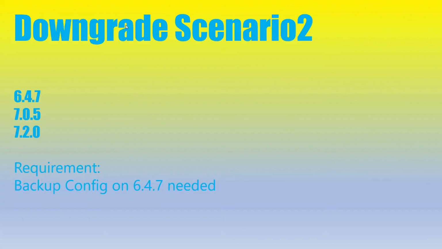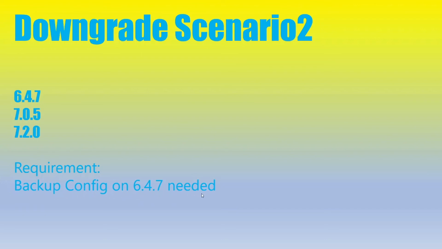All right, so let's take this second downgrade scenario now. Let's say we upgraded from 6.4.7 up to 7.0.5, and then up to 7.2.0. Let's say for whatever reason we want to downgrade back to 6.4.7. Can we do this? Yes, it's possible, with a fairly hard requirement that you want to have a backup configuration on 6.4.7.